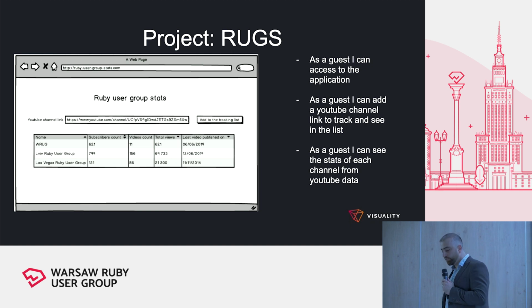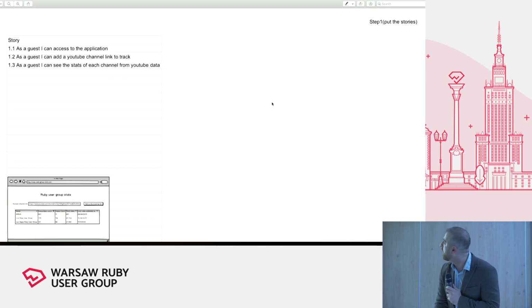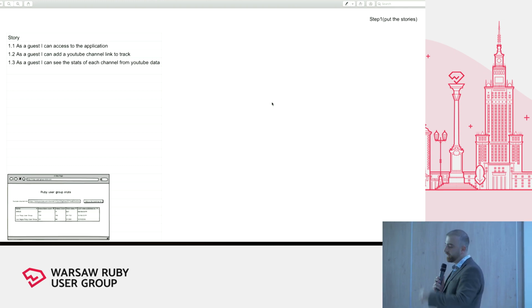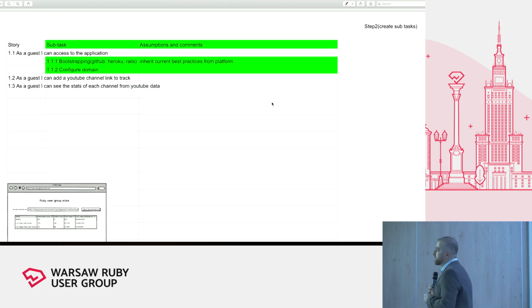Okay, after having initial requirements here, let's do it a different way than guessing. Let's do some estimation. First of all, I would put all these user stories in a spreadsheet like that, and I would also number them because of the work breakdown structure. Then I would start creating subtasks.